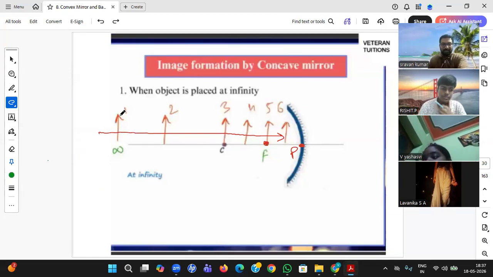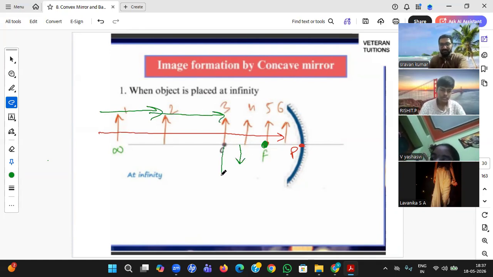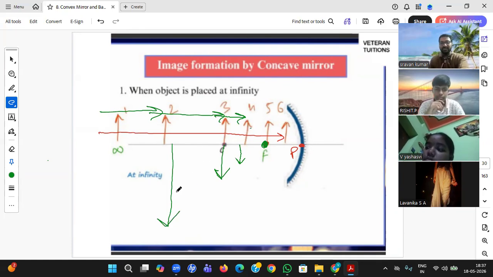So object at infinity, image is on the focus. Now object has moved here. Image will be moving here, but slightly increasing. Object has reached center of curvature. Image is also on the center of curvature, same side. Object is moving to the fore. Image will be moving over here. Now you can see, where is the image formed? Between C and infinity, or beyond C.